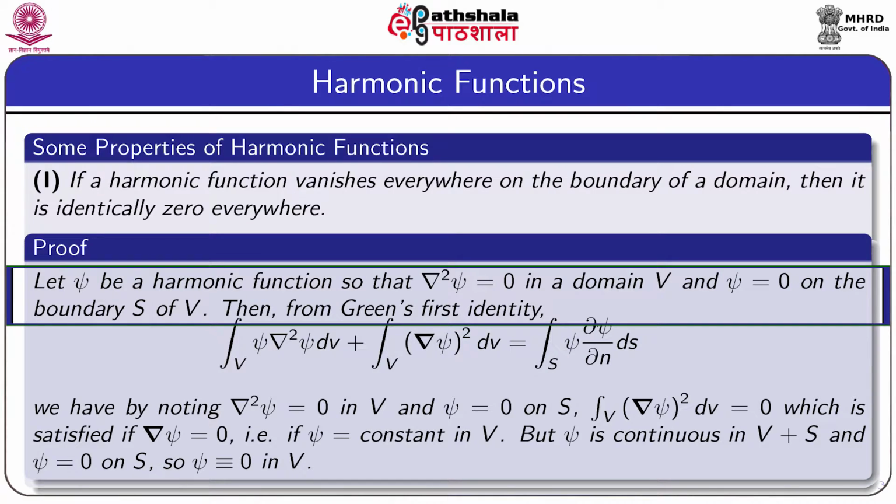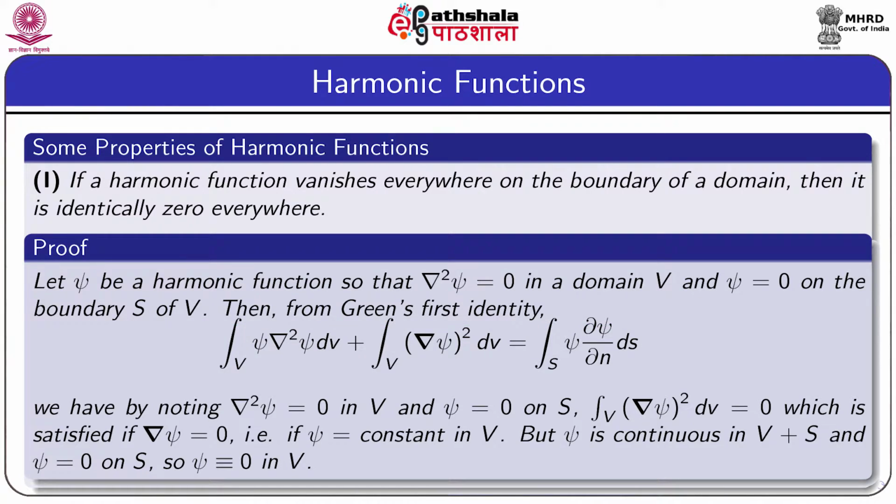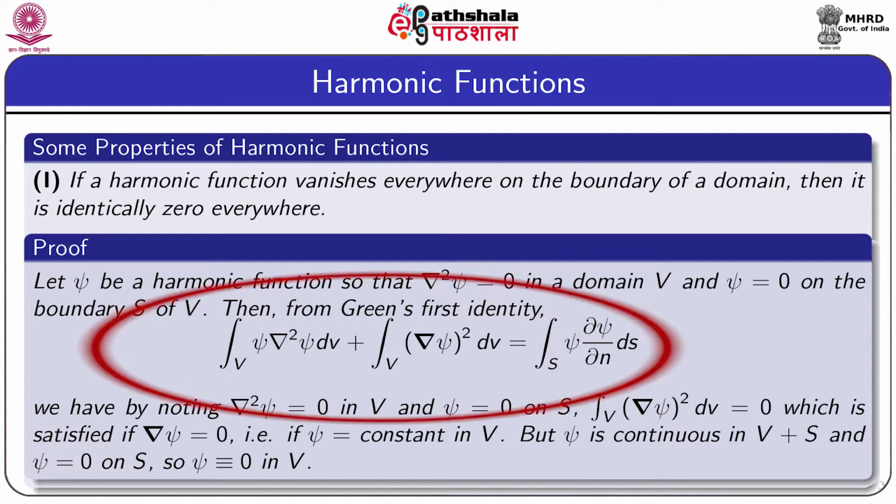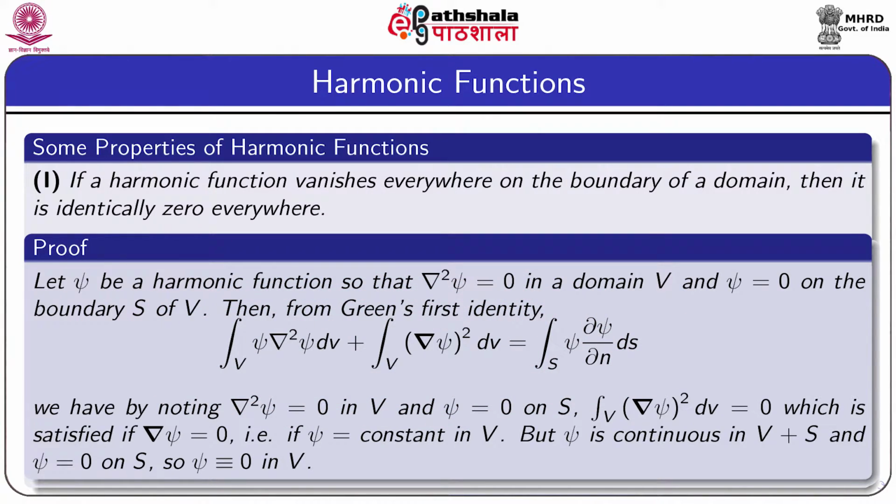Let psi be a harmonic function. So, grad square psi equals 0 in a domain V, and it is given that the value of psi equals 0 on the boundary S of V. Now, using Green's identity, we can write the integral over the volume V of psi grad square psi dV plus the integral over V of grad psi whole square dV is equal to the surface integral of psi del psi del n over the surface S.